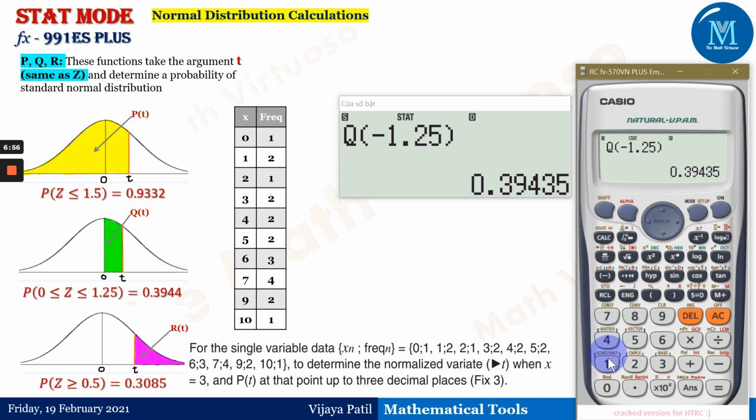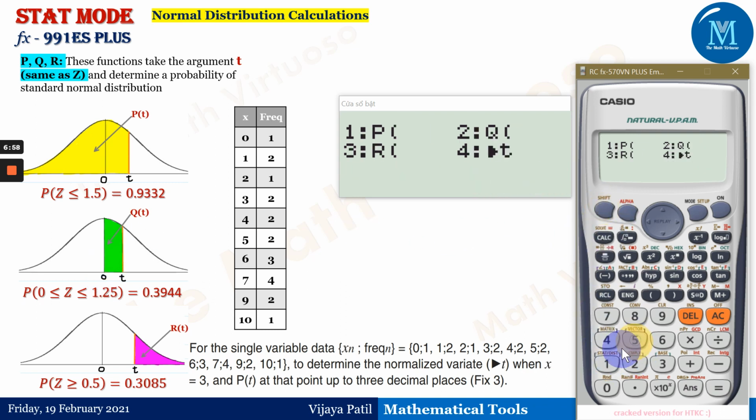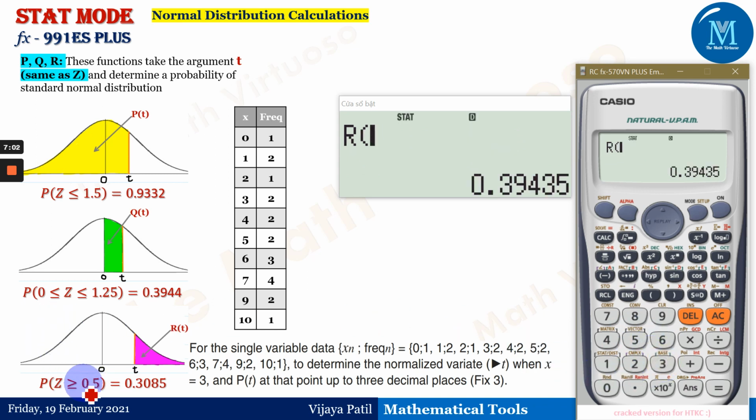Okay, then shift 1, I need the distributions 5, then I need the value at R, so 3. Now at this 0.5, if I want the probability z greater than or equal to 0.5, I need to press 0.5 bracket complete equals. If you observe, it says 0.30854. Because the next digit after the 5 is 4, which is less than 5, the value becomes 0.3085.